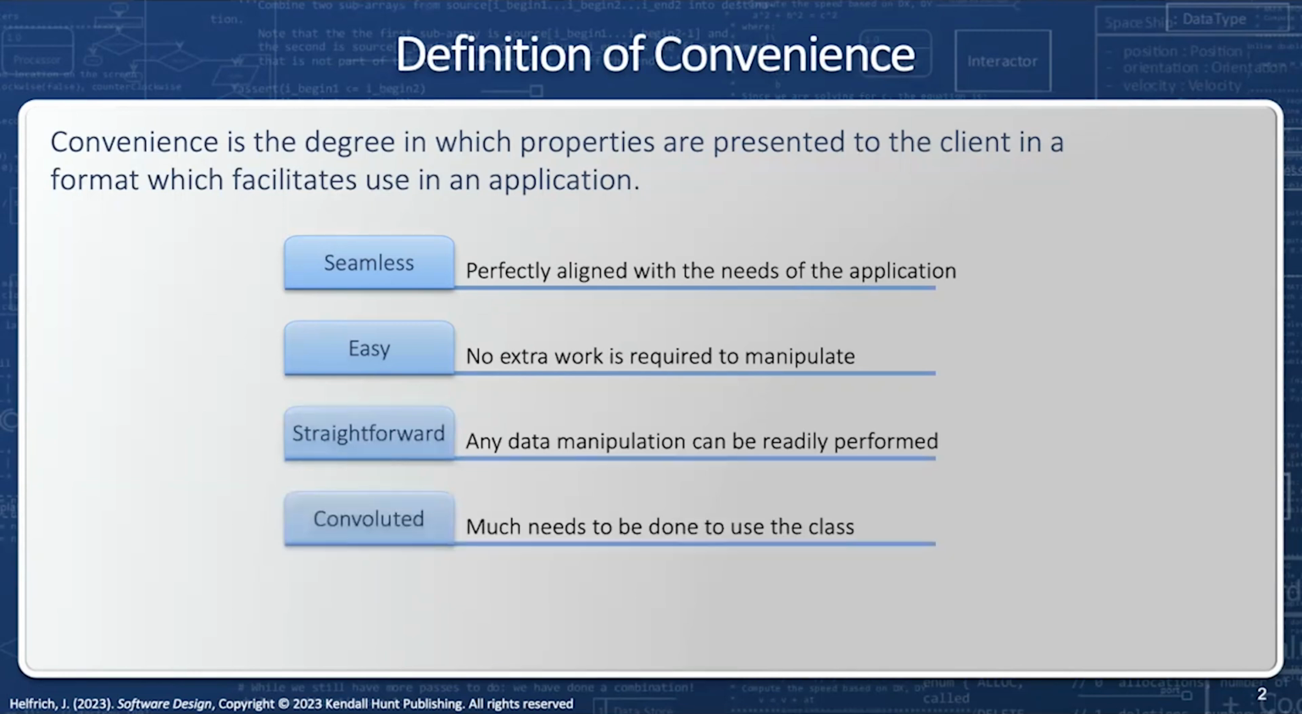Then we have convoluted. Much needs to be done to use the class. And finally, and worst of all, is prohibitive. More work is required than it is worth. In other words, it takes more effort to use the class than the benefit we derive from the class. Let's take a look at these 5 levels in turn.